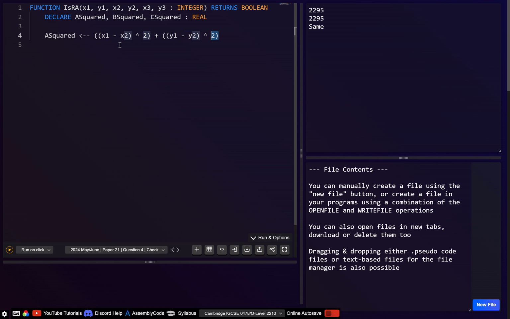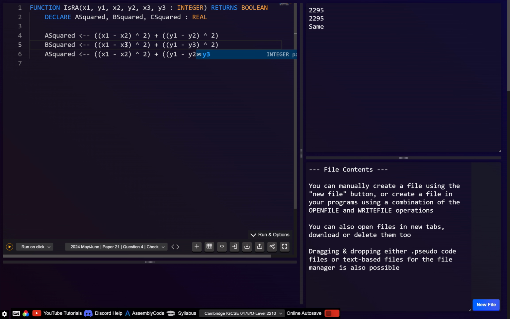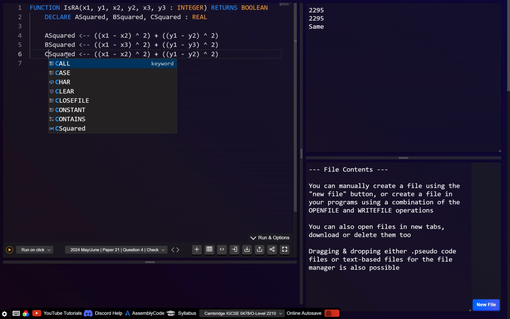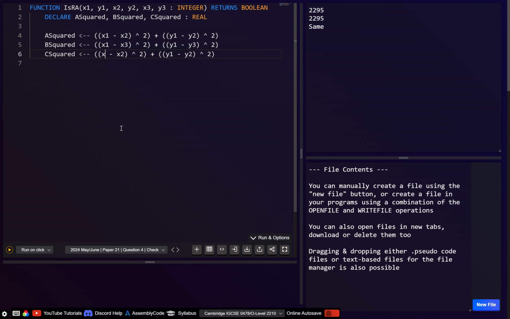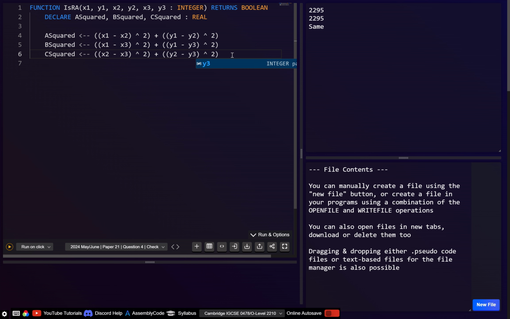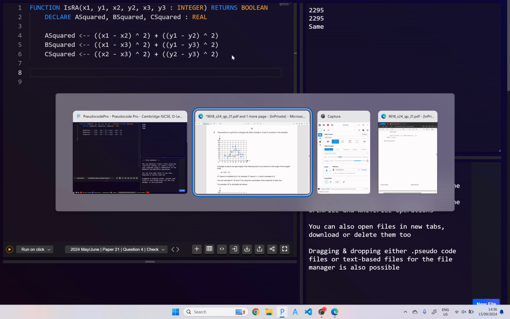Alright, so that should be okay, and then I'm just going to copy that and do it for B and C. So let's say, for example, B can be x1 and x3, and likewise y1, y3. Then let's say C is going to be x2 and x3, and again y2 and y3. So then how did we check?